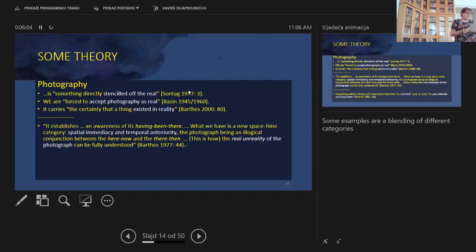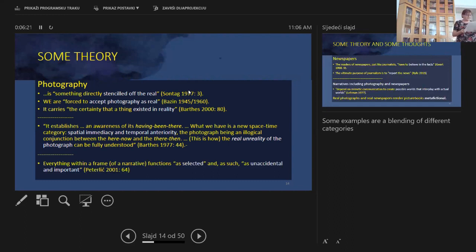Barthes also explains the paradox of photographic meaning, particularly, as he says, that it is an illogical conjunction between the here-now and the there-then. So he develops this idea further, just to give basic information about it.